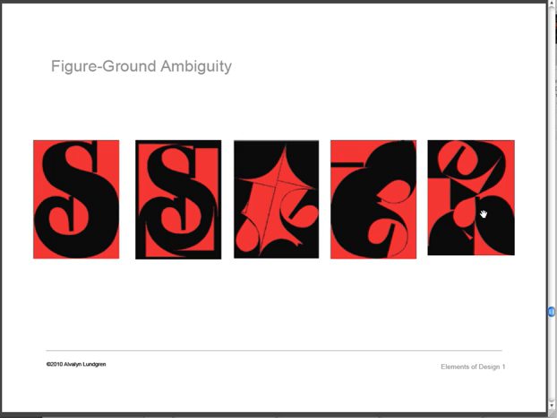When we get here, a different arrangement of those red shapes in the same space, but because there is equal amounts of black and equal amounts of red, and they're hitting the edges and they're interacting and intertwining with each other, we have ambiguity. It's an interesting design. You cannot determine what is figure and what is ground in this design.